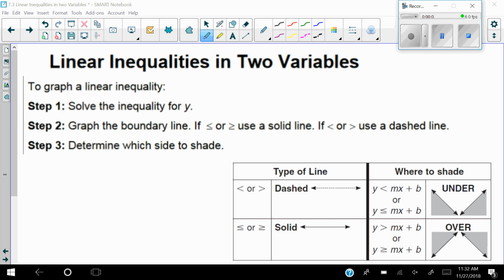Hello, thank you for checking out A1 Math, and today we're looking at linear inequalities in two variables. Now, in order to solve these problems, there's three steps.